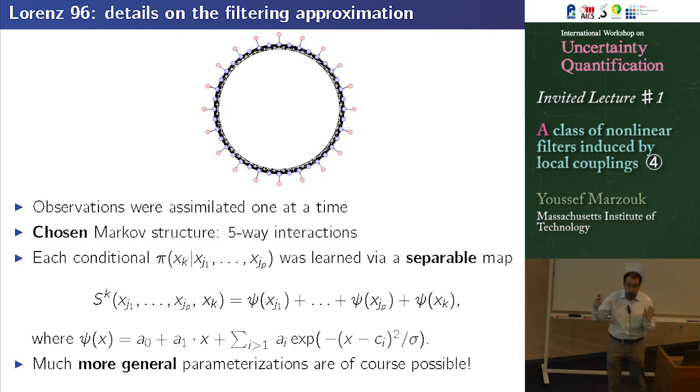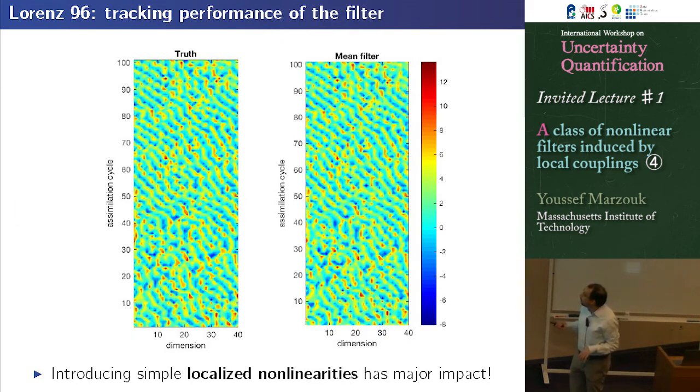And how well does it do, visually? This is the state of Lorenz 96. This is time, and you can see these left-running waves. This is the truth, and this is the mean of the filter, and it's able to track it pretty well. So the upshot is that introducing these simple localized nonlinearities has a lot of impact. But to introduce nonlinearity, you really have to introduce sparsity at the same time, because for a limited number of ensemble members, there's no way I can learn an arbitrarily nonlinear function. We need to regularize the problem in some way, and sparsity provides a way to do that.